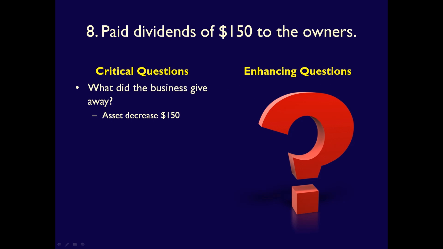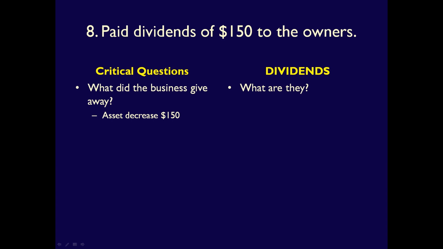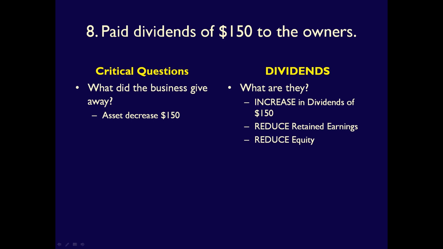Wait a minute. Our questions didn't help us out. That's because dividends are an exception to all of the questions we have. Dividends are a distribution of the wealth a business owns to the owners and therefore do not fall under any of the above noted questions. How do we record dividends then? Dividends are recorded as an increase in dividends. When dividends increase, they reduce retained earnings and therefore they reduce equity.